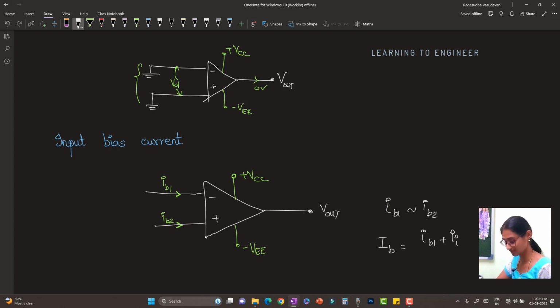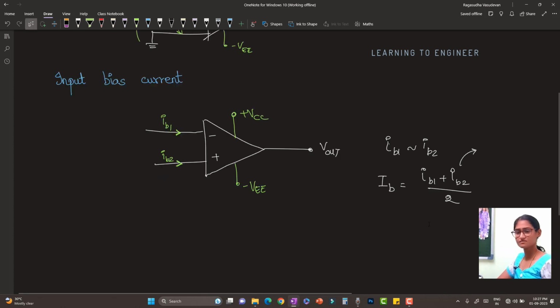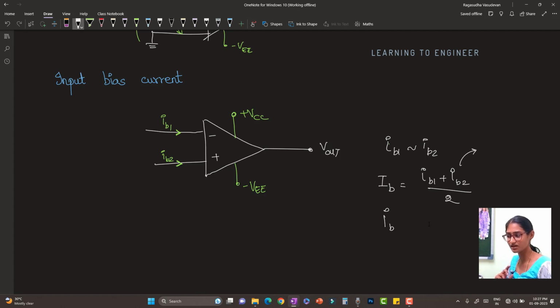IB1 plus IB2 divided by 2 is the input bias current. There is one term in this operational amplifier's characteristics: there is a small difference between IB1 and IB2, right? What is this difference called? Type that down in the comments.